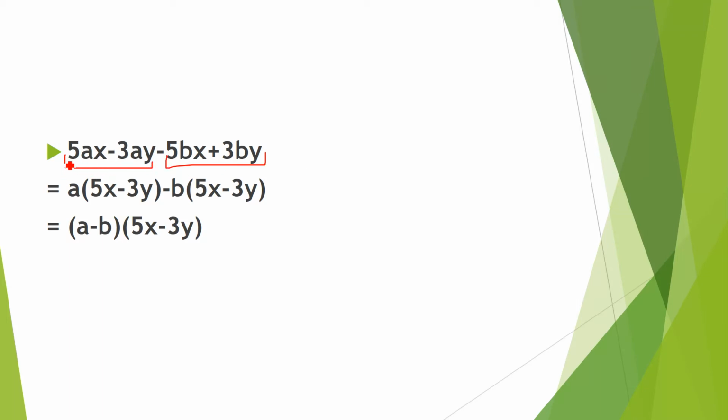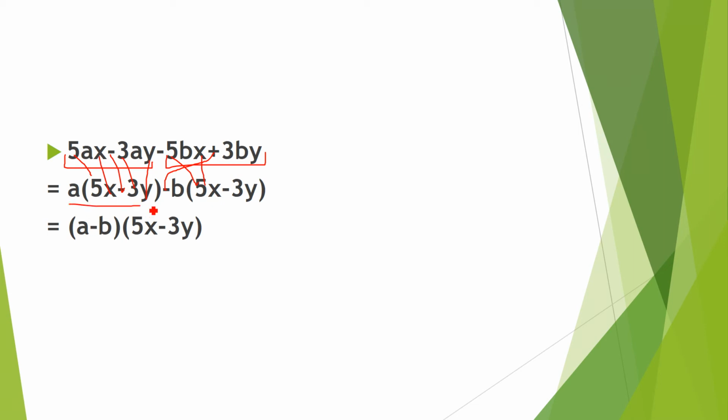From this set, what you can take as a common? From this 5ax minus 3ay, we can take a as a common, right? But if I consider this whole question, you cannot take anything common. So that is why we split in two pairs, this one and this one. From this we can take a common. So remaining is 5x, then minus 3y, because a is common. Then minus b common, here 5x, this plus will multiply with negative sign, minus 3y.